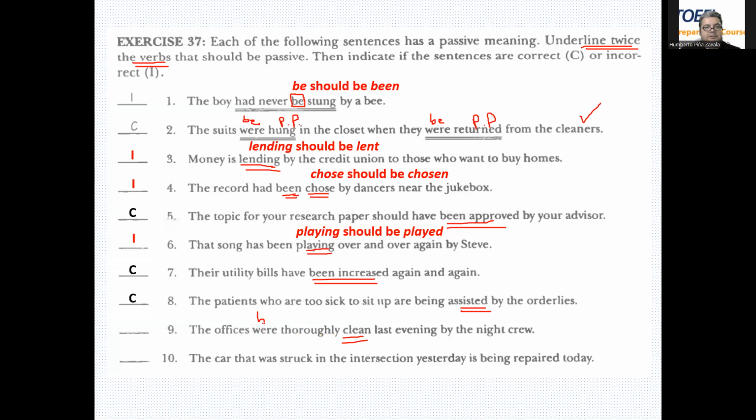The offices were thoroughly cleaned last evening by the night crew. So here you have the form of the verb be, but the main verb should be in the past participle. So it should be thoroughly cleaned last evening by the crew. The car that was struck in the intersection yesterday is being repaired today. So we have the verb be, the past participle, and the past participle. So this is correct.